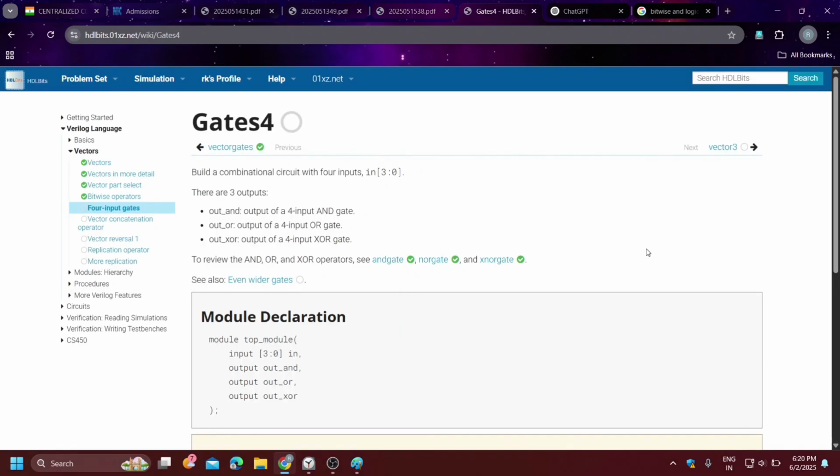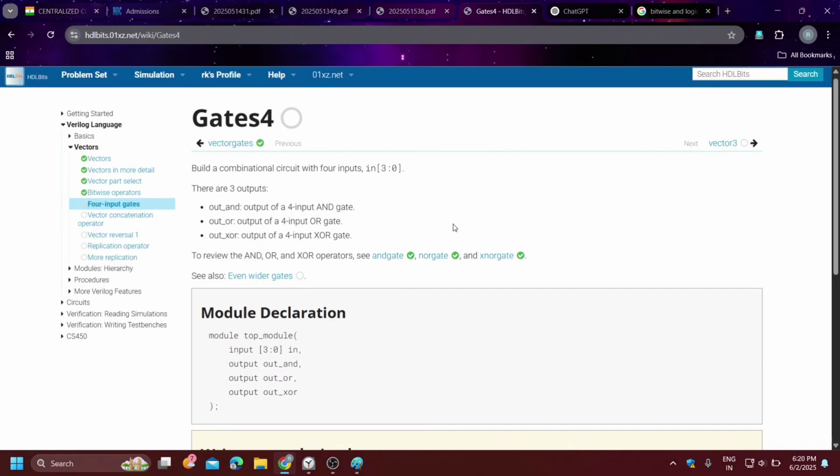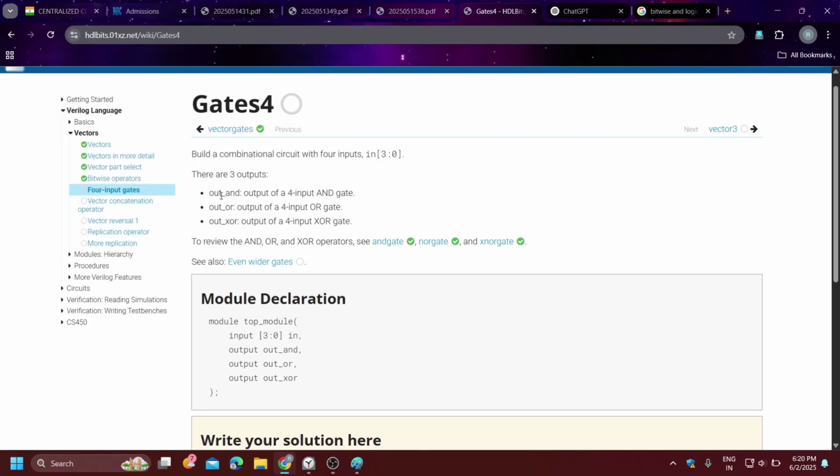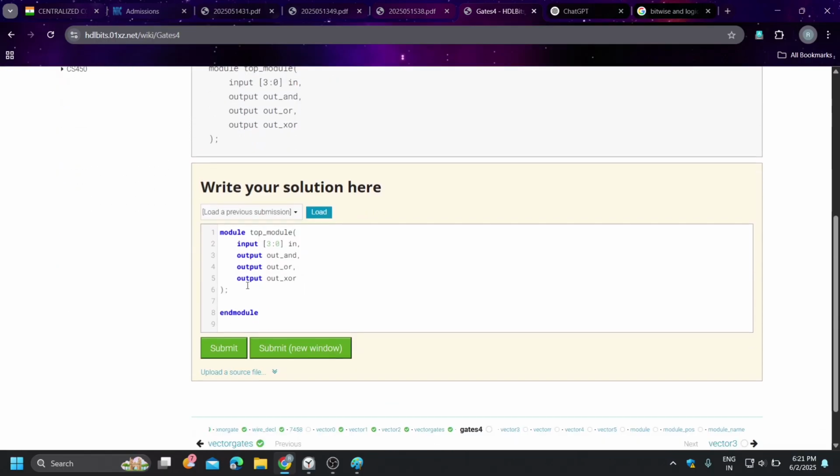Let's solve this question. In this question, what they are saying is build a combinational circuit with 4 inputs. So this is the input and this is a 4-bit input. So 3 down to 0 means 4 bits. And we have 3 outputs: out_and, out_or and out_xor. So what they are asking is the output of a 4-input AND gate. So in this output port, we need to store the AND operation between those 4 inputs. Here, the OR operation between those 4 inputs. Here, the XOR operation.